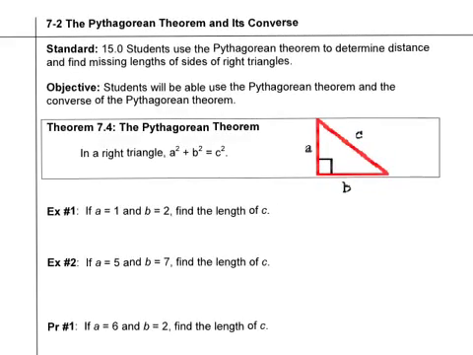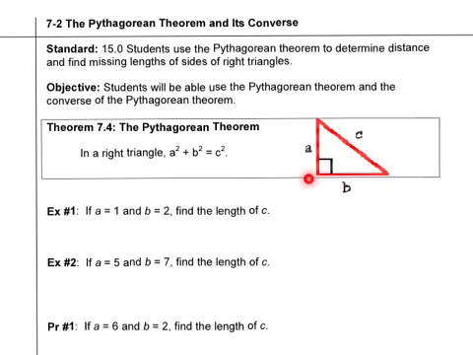Okay, 7.2, the Pythagorean theorem and its converse. Objective: students will be able to use the Pythagorean theorem and the converse of the Pythagorean theorem. This is a theorem we have seen several times before, so this lesson should not be all that new to you. In fact, I don't think it'll be new at all. But here's the basic concept.